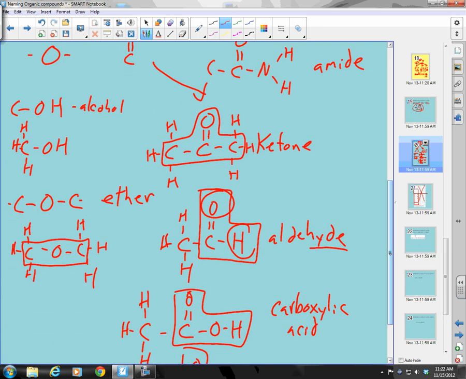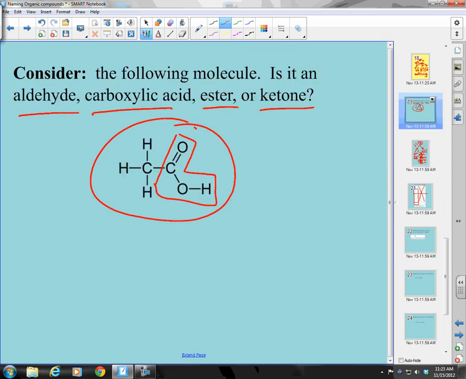Is it a ketone? No, a ketone has a carbon here. An aldehyde has an H here. Oh, here we go. What is that? It's an O double bonded to carbon, single bonded to an OH. That is a carboxylic acid. So my answer here is it is a carboxylic acid. Great. Next one.